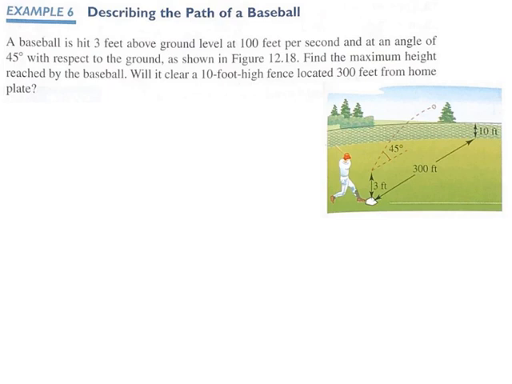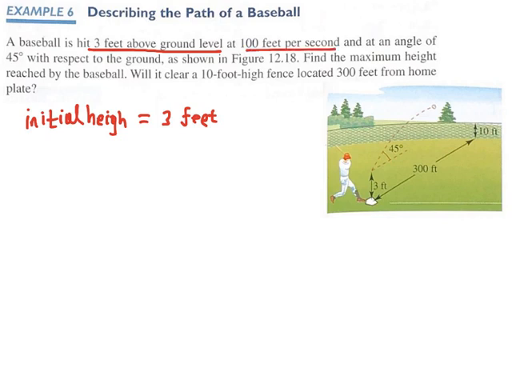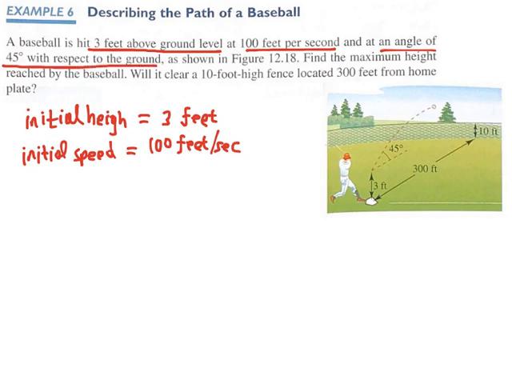Let's take a look at example 6. We have a baseball hit 3 feet above ground level. So that's our initial height. A baseball is hit 3 feet above ground level at 100 feet per second, so that would be the initial speed, at an angle of 45 degrees with respect to the ground. So that would be theta, our angle of elevation at launch, as shown in the figure.